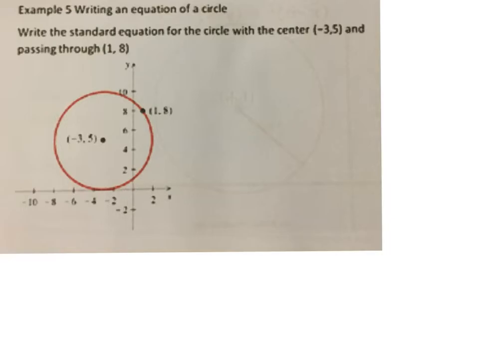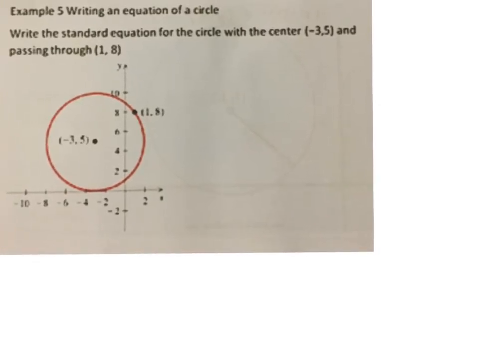Okay, here. We're going to write an equation for this circle. Write the standard equation for a circle that's centered at (-3, 5), and it passes through the point (1, 8). So what do I know? I know the center. That's good. I need to know the center of a circle. What else do I need to know? I need to know the radius to write the equation. You use the distance formula? The distance formula. Yes. That's it. I just want to know the distance from the center to the edge. So I use those 2 points, the center and the edge, in my distance formula.